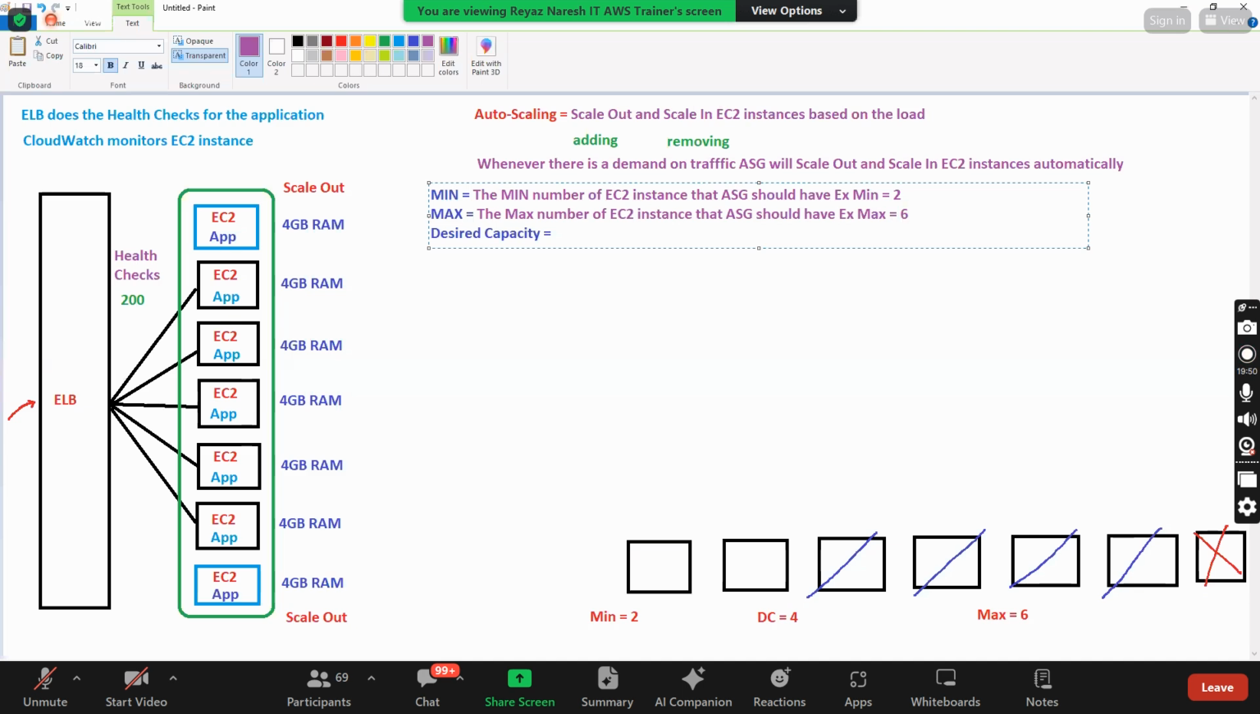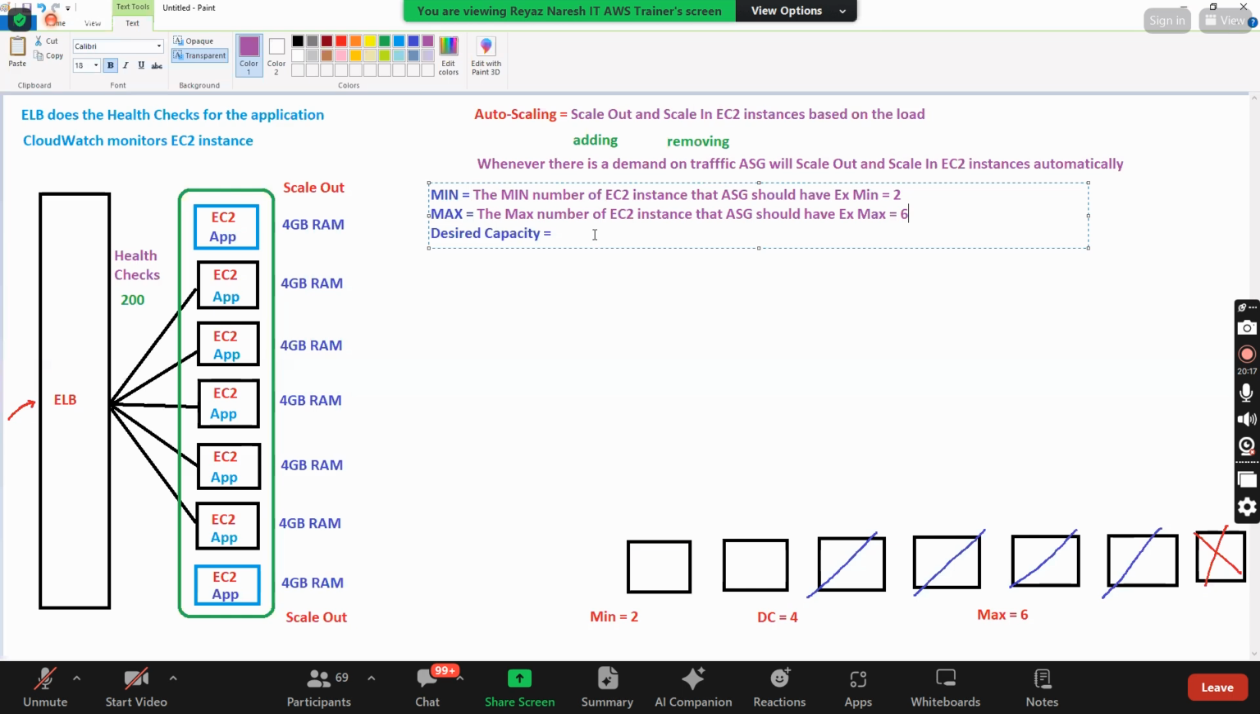Is it mandatory to put 6? It's your wish. You can put 60 also, no issues. Minimum 2 should be there. Why 2? High availability. At least you need to have 2. Can you have minimum 10 also? Yes. If you have huge capacity running all the time, keep minimum 10. It purely depends upon your requirement.